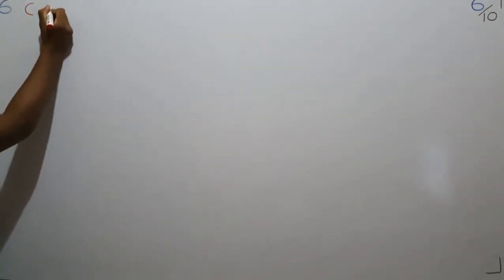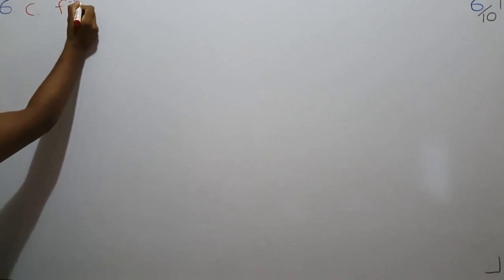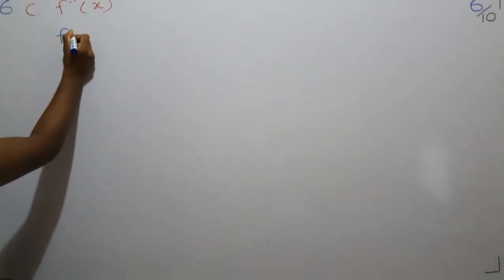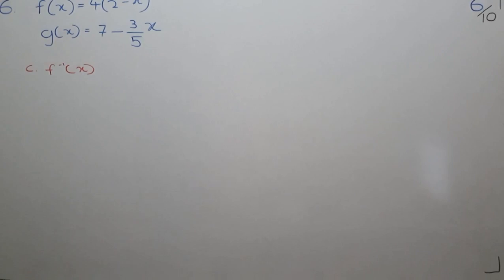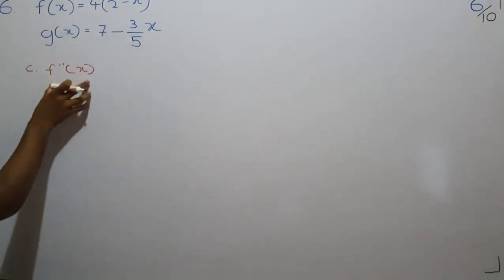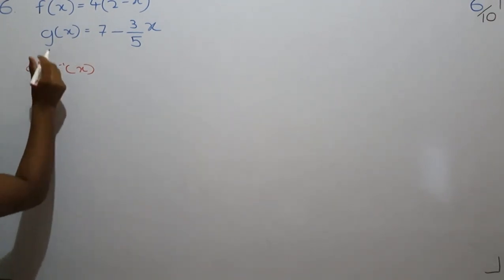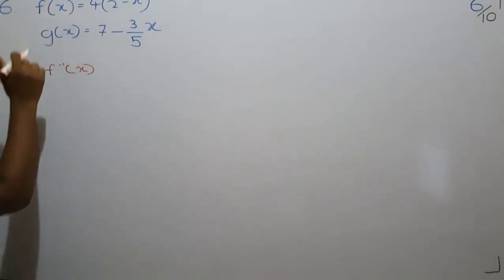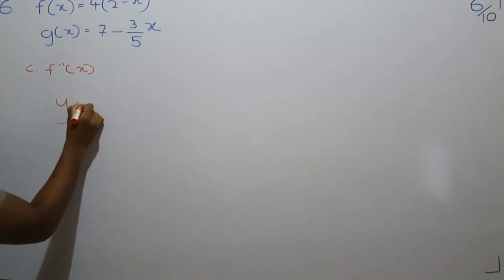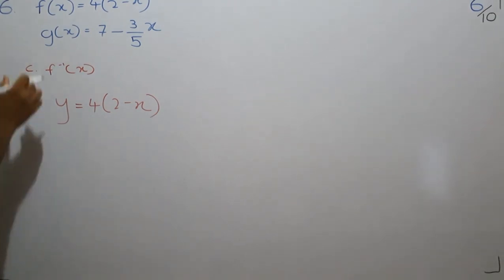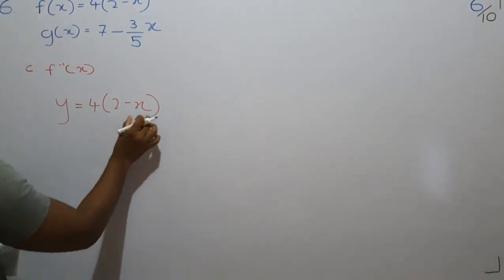Part C is to find the inverse. So we have our two functions. What we need to find is the inverse of the f(x) function. Right? Without using this f(x), put y equals 4 brackets 2 minus x.